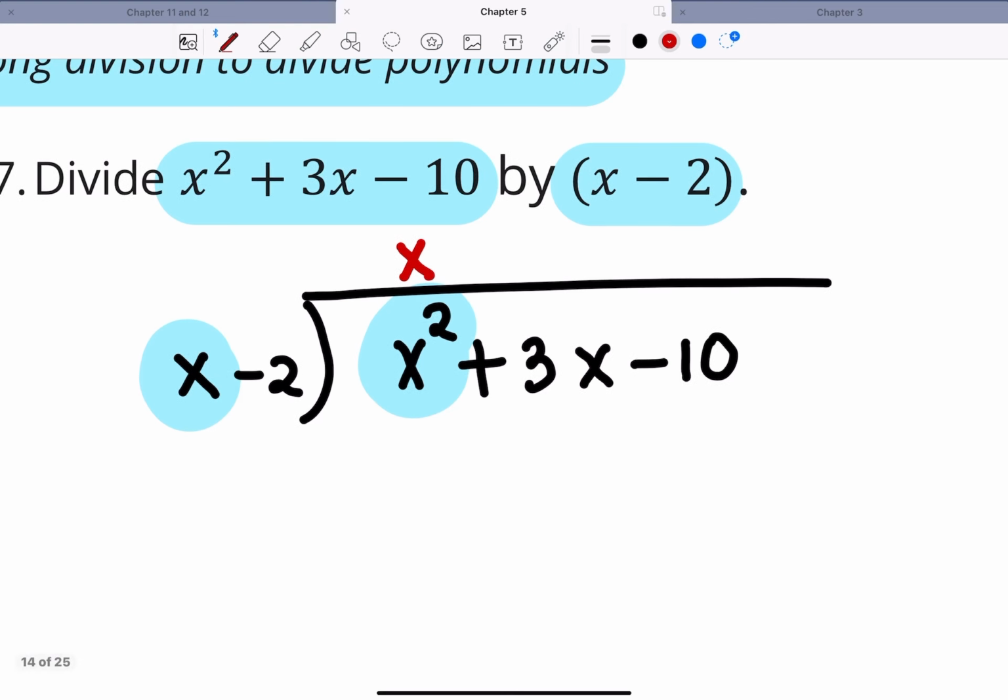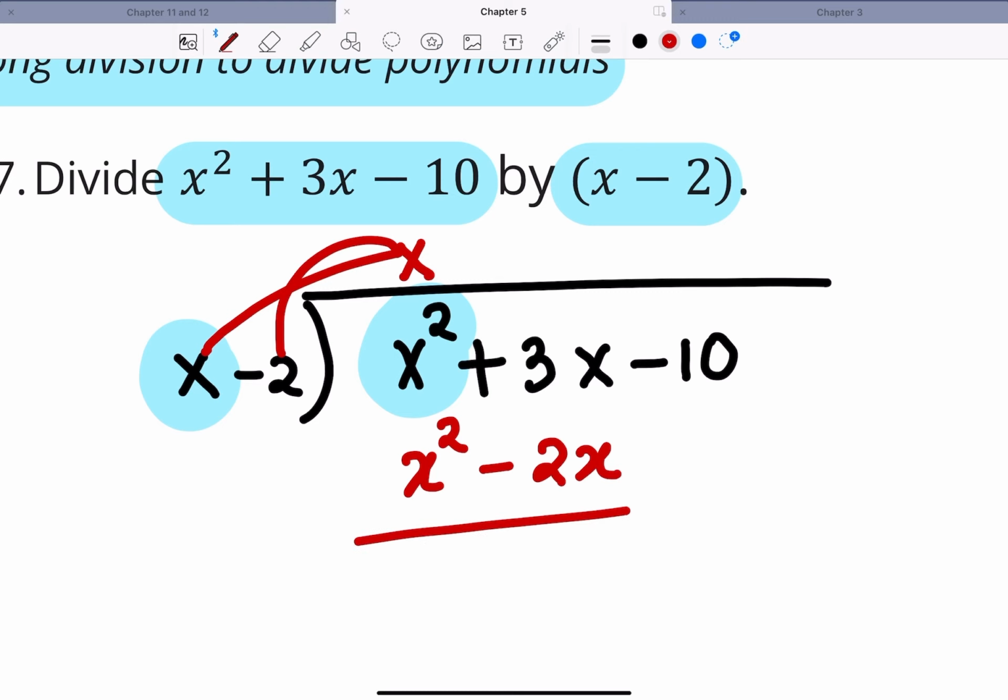Once I know how many times x goes into x squared, my next step is to multiply. So x times x is x squared. x times negative 2 is negative 2x. Once this is done, let me erase these.